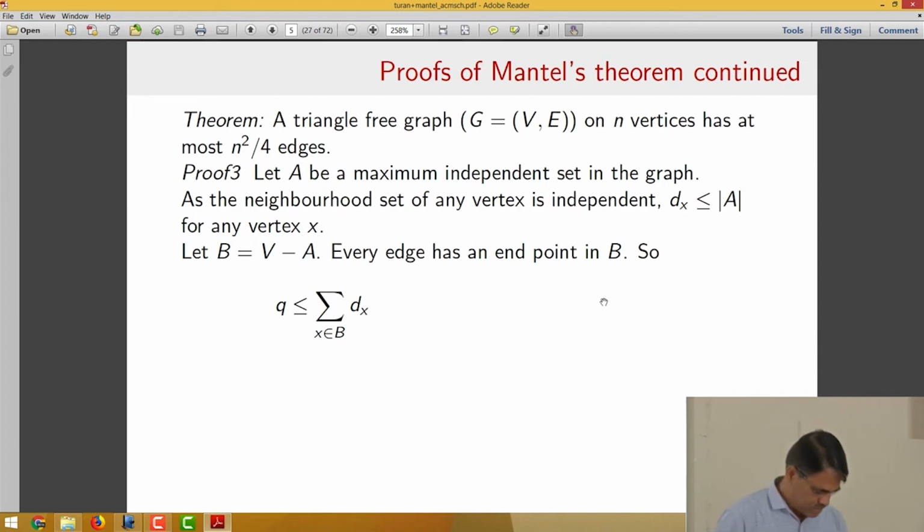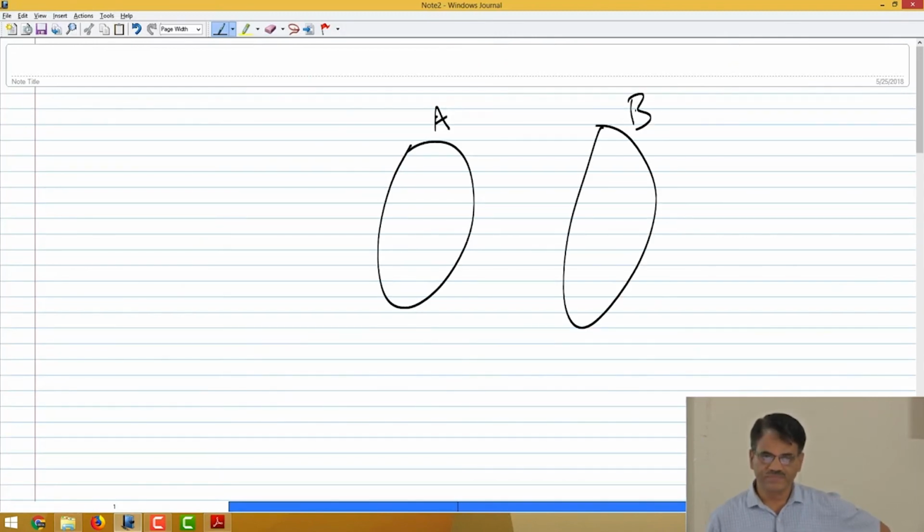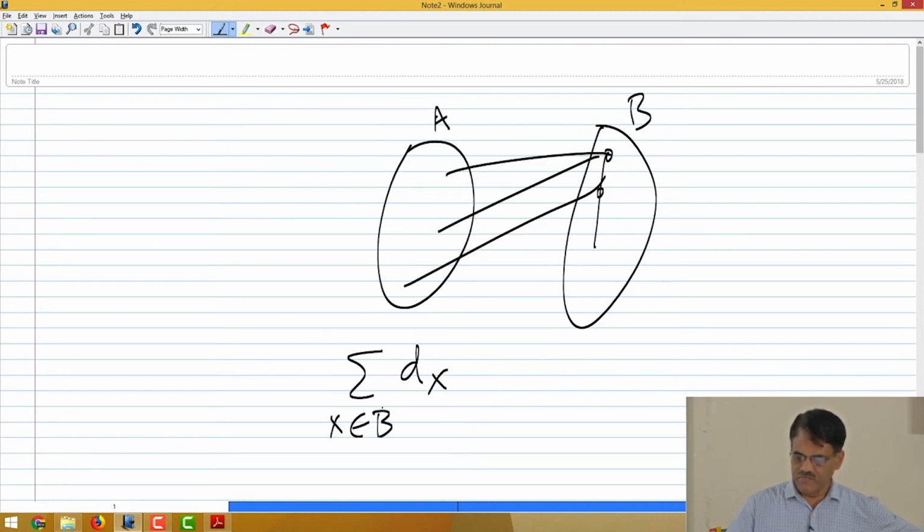Okay, I think it needs a picture. So A is the maximum independent set and B is the remaining vertices. So every edge has some endpoint here. All the edges are here, either here or here. Right. So if I do summation dx, x in B, this accounts for all the edges and more. More because some edges inside B are counted more than once. So the number of edges, this is greater than or equal to the number of edges because there are no edges inside here. Agreed? So the total number of edges is at most summation dx, x in B.